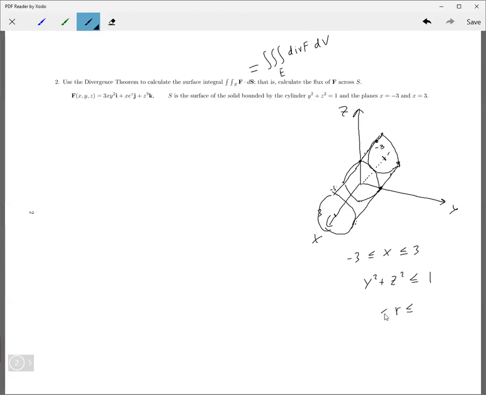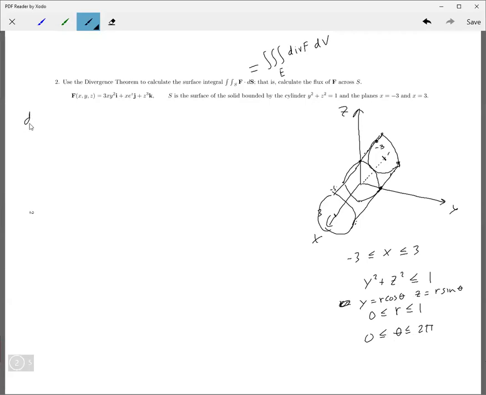So you can set it up like this: z is pointing straight up and y is over here. So you can set y equal to r cosine theta and z equal to r sine theta. And then you have r ranging from 0 to 1, and theta ranging from 0 to 2 pi. So this gives you the whole circle and everything inside, the whole disk. And as x ranges from -3 to 3, you go through the whole cylinder. So that's the information that we need to integrate across the whole cylinder.